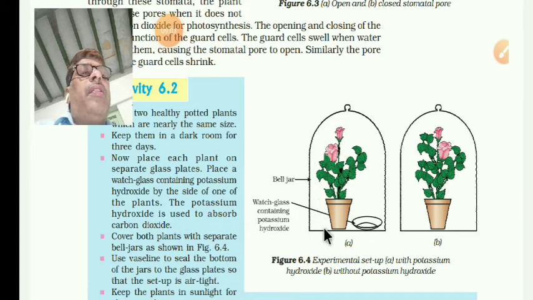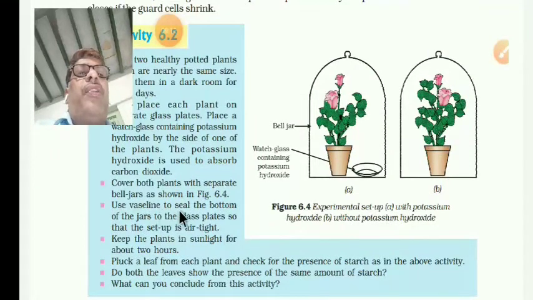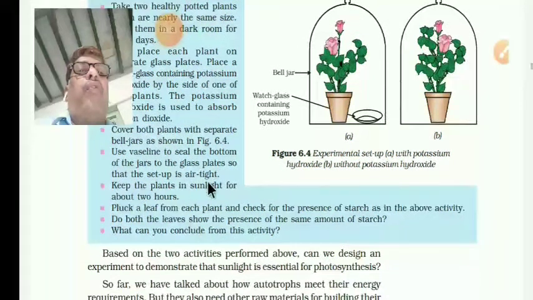Cover both the plants with separate bell jars as shown in the figure. Use Vaseline to seal the bottom of the jars to the glass plate so that the setup is airtight. You have to seal it with the Vaseline, because otherwise air will enter. Keep the plants in the sunlight for about 2 hours. Then pluck a leaf from each plant and check for the presence of starch.